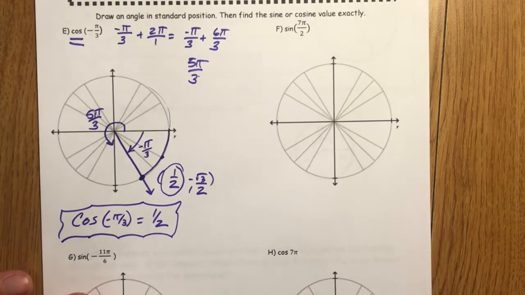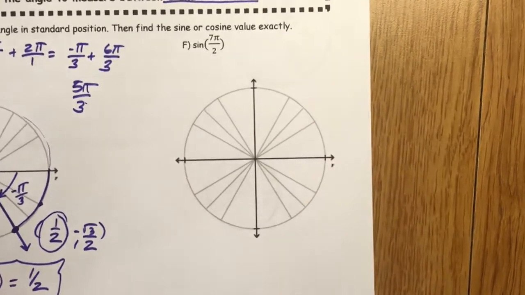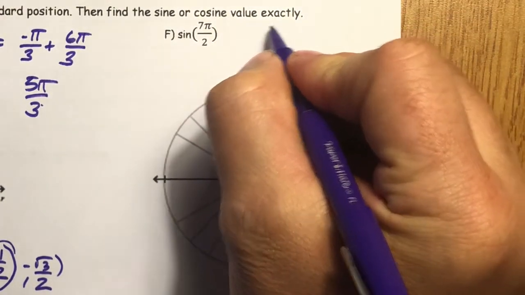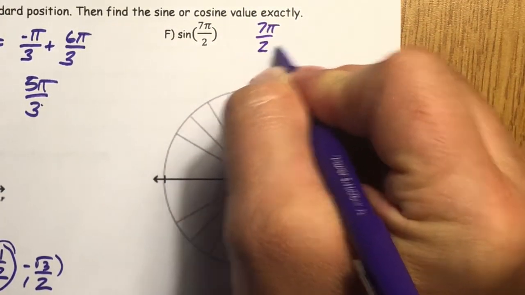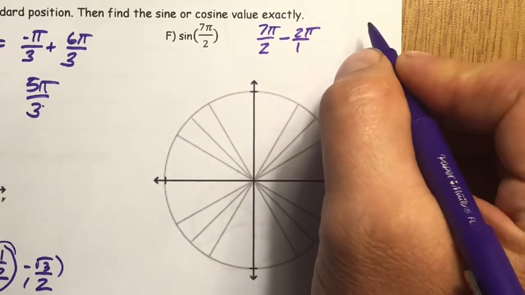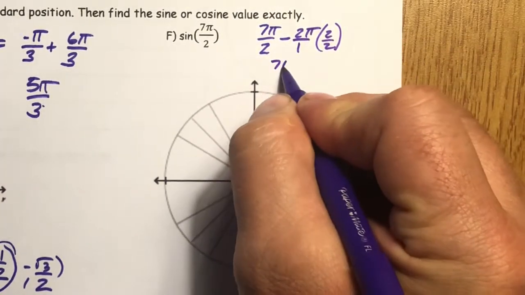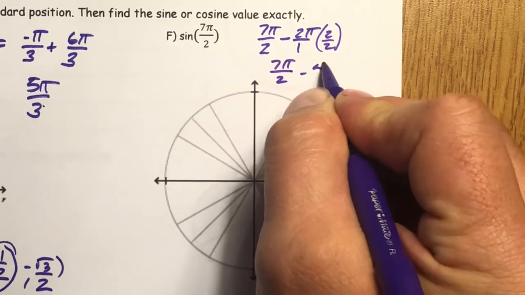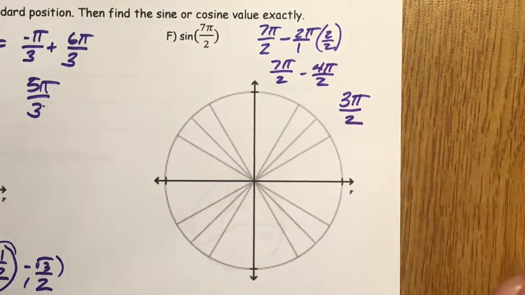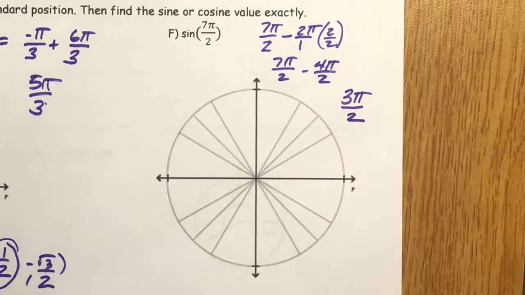Let's look over here. Sine of 7 pi over 2. So if I have 7 pi over 2, I'm going to subtract 2 pi. So I'm going to multiply this by 2/2. So it's going to be 7 pi over 2 minus 4 pi over 2, which gives me 3 pi over 2.